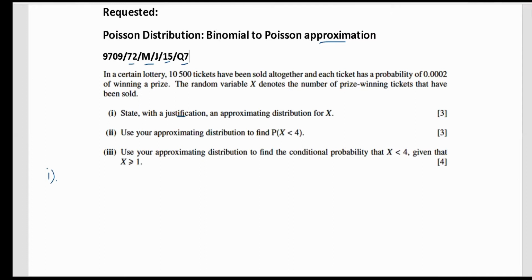Okay, so first we need to know that a binomial distribution, when it satisfies certain conditions, can be approximated as a Poisson distribution, with the mean lambda. So what are the conditions? First, n is large. So how do you consider n is large? When n is more than 50. Second, np is less than 5.